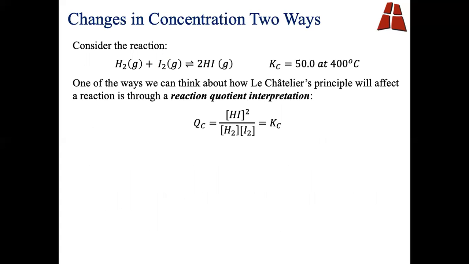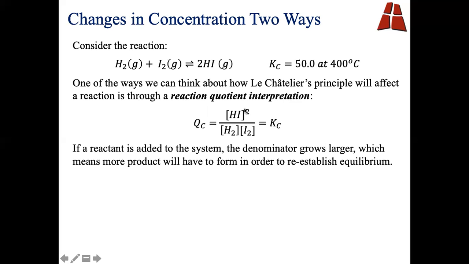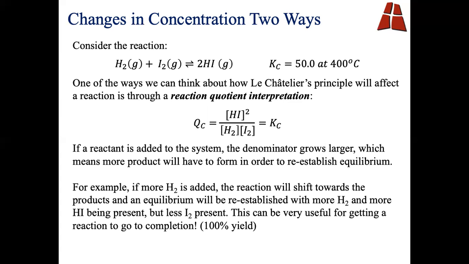Something I would recommend is considering the reaction quotient interpretation in most situations. I just think most students tend to picture this a little bit easier. So where we have our products over our reactants raised to some power, as our denominator grows larger, we'll have to form more product in order to reestablish equilibrium. I know we've already had some practice with this, thinking about if we have more reactant or more product, which way the reaction will move. That's something that must be true, okay?